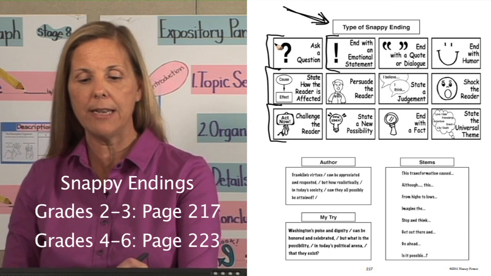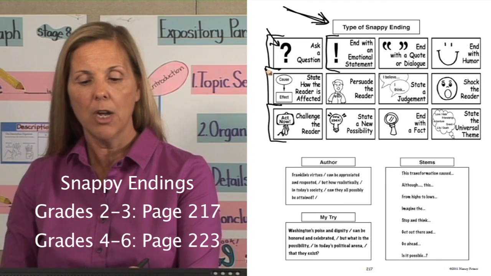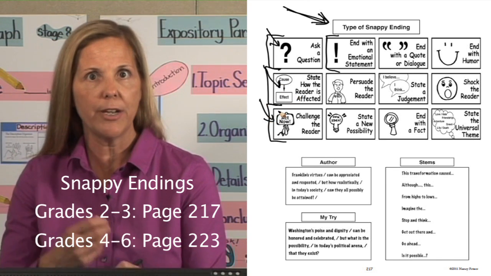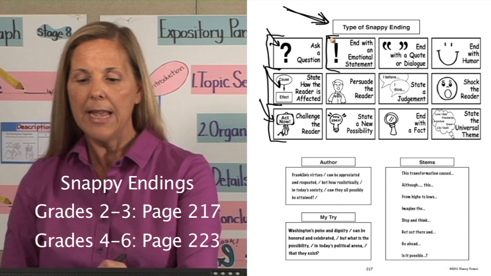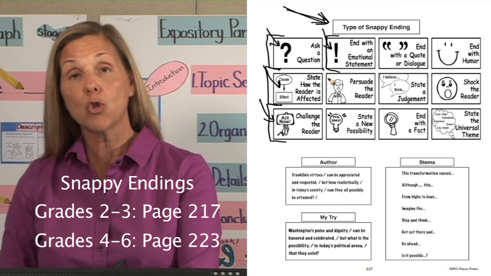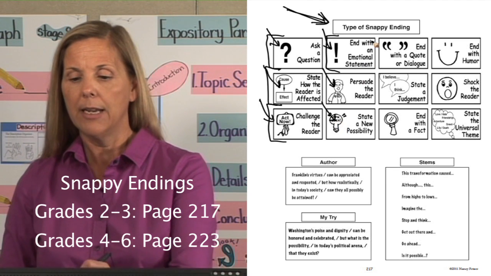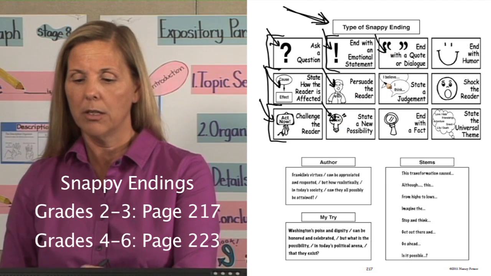What would be in their snappy ending? Maybe they might ask a question or show how the reader should be affected from this information. Challenge the reader to do something or think another way. End with an emotional statement. Try to persuade the reader. State a new possibility. End with a quote or dialogue.